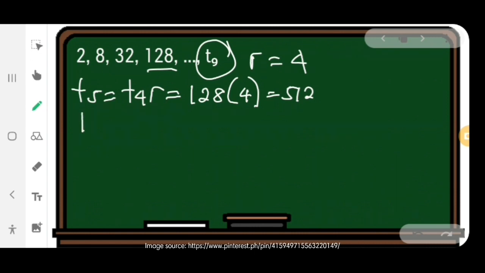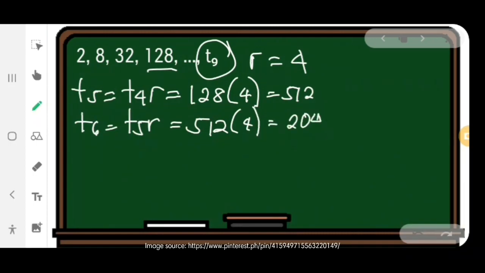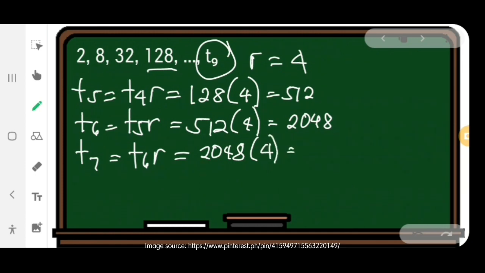Now the next term is the sixth term, which is equal to t sub 5 times the common ratio. Substitute now the values. We have 512 times 4, which is equal to 2048. For the seventh term, we have t sub 6 times the common ratio, and that is equal to 2048 times 4. So we have 8,192. Then for the eighth term, we are going to repeat the process until we get the nth term or the unknown term.